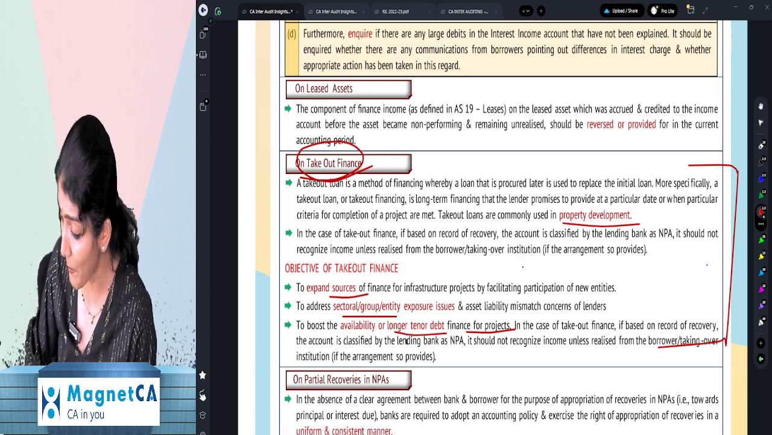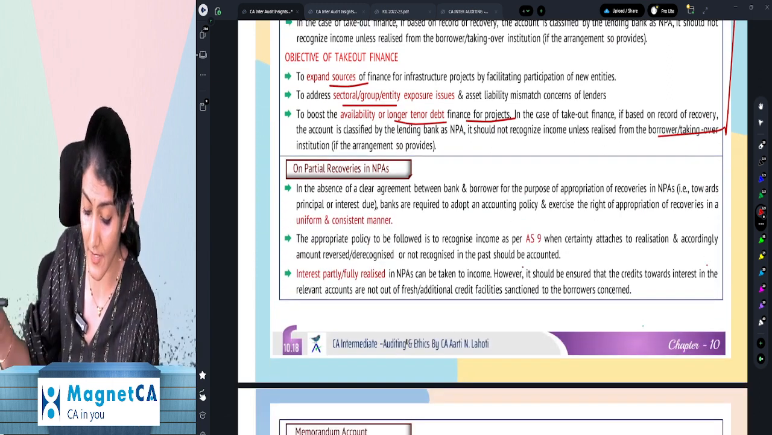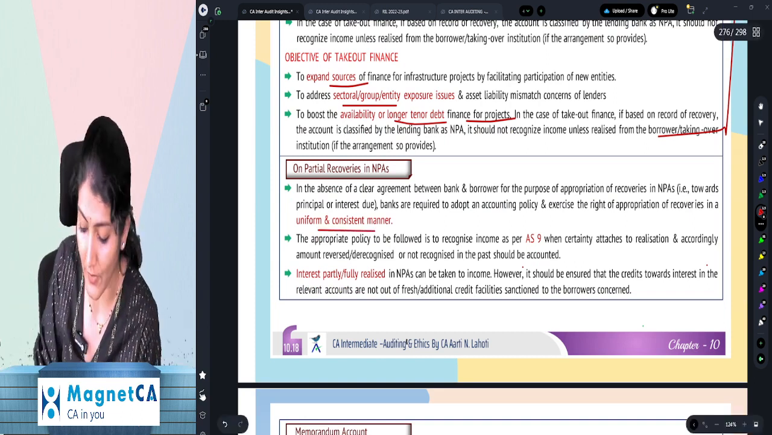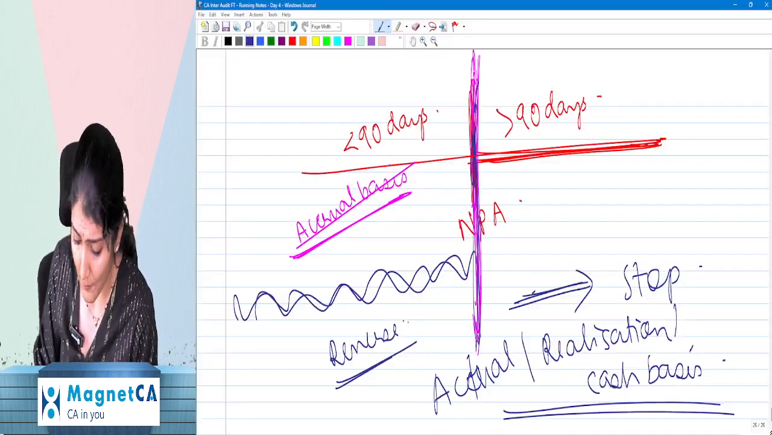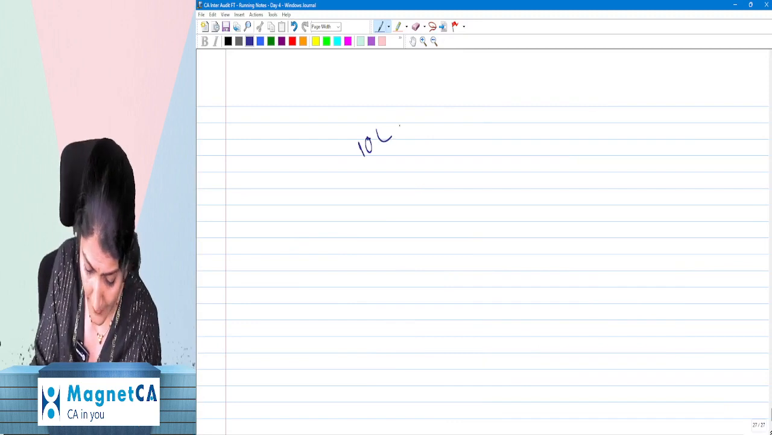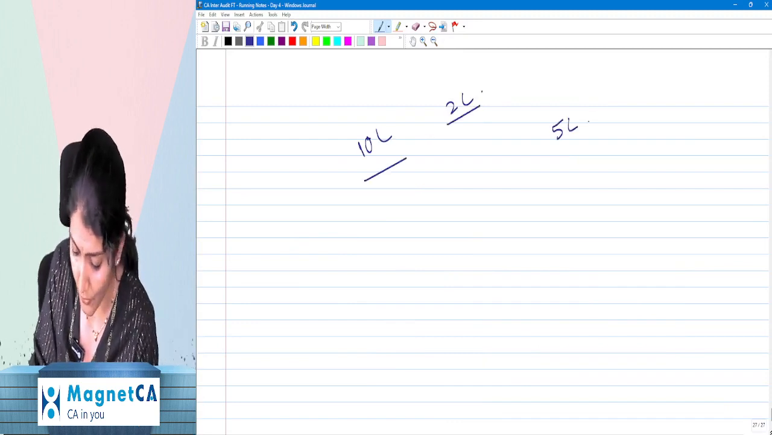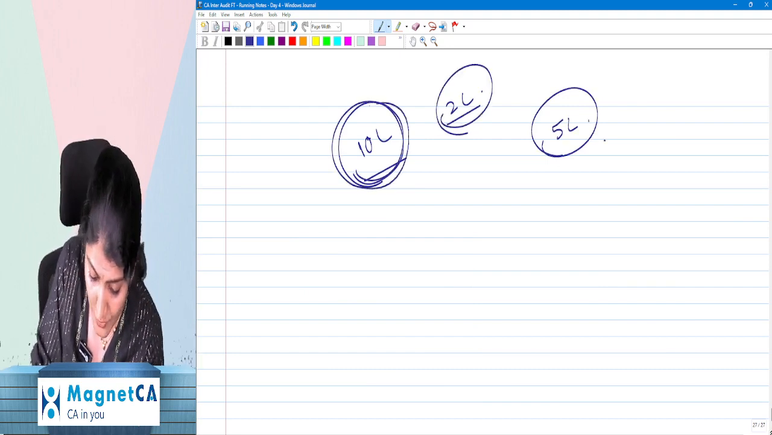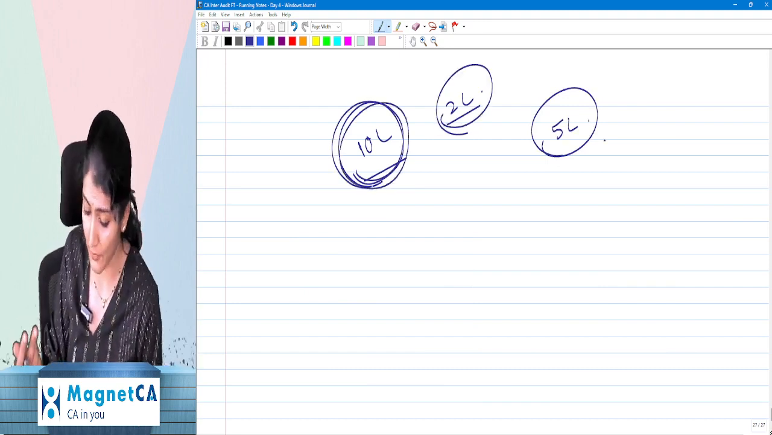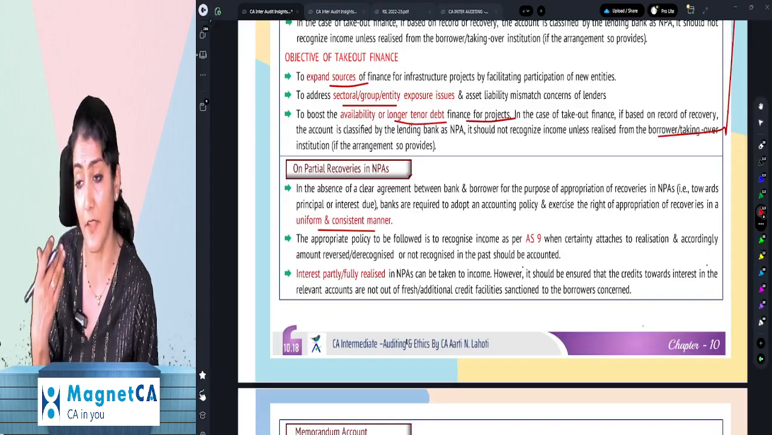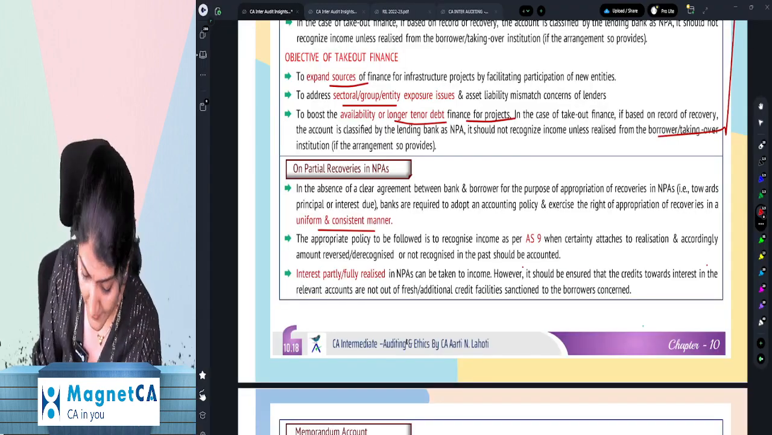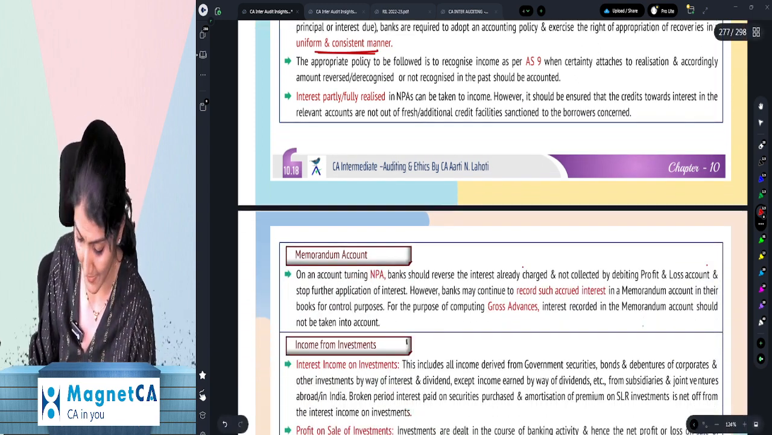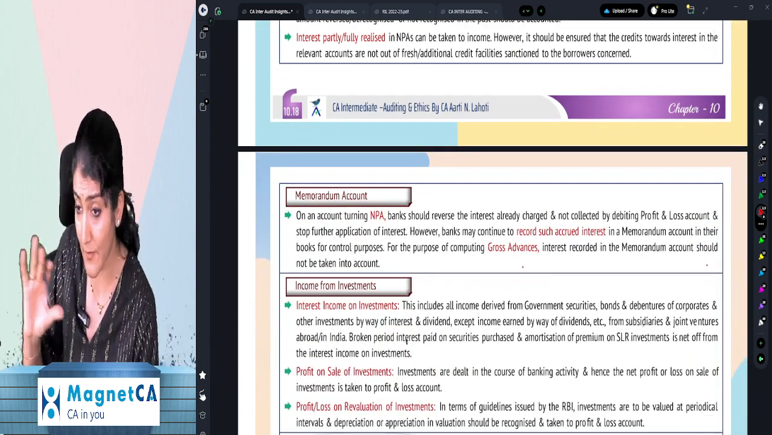Then what if a borrower repays the loan? Will you adjust it against principal or against interest first? It says it depends on the policy of the bank. Say the borrower had to repay a 10 lakh loan and 2 lakh interest, and out of that the borrower has now paid 5 lakh. Should you adjust it entirely against interest, or principal, or proportionately between the two? It depends on the policy of the bank. It is to be decided by the bank, and the policy has to be followed in a uniform, consistent manner. And income on an NPA is not to be recognized.